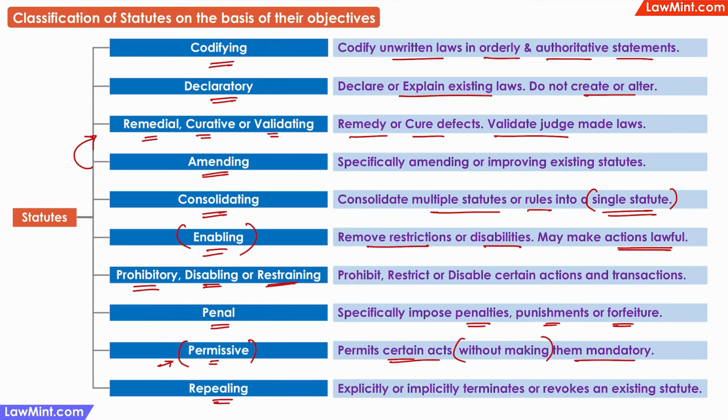Whenever a new act is passed on the same subject, it usually repeals the older act, partly or fully. If it is specifically written in the new statute that the old statute is repealed, it is called explicit repeal. If the new statute is so inconsistent with the old statute that both cannot reasonably coexist, then the older statute is automatically considered to be repealed, and this is implicit repeal.